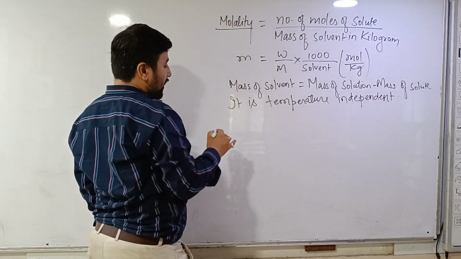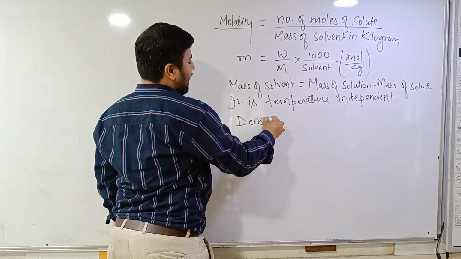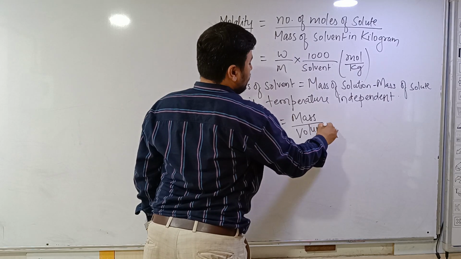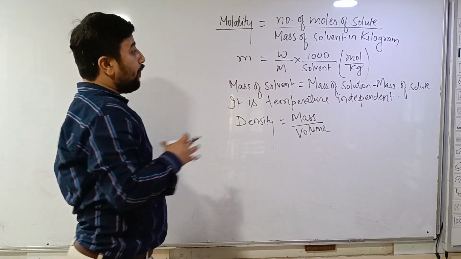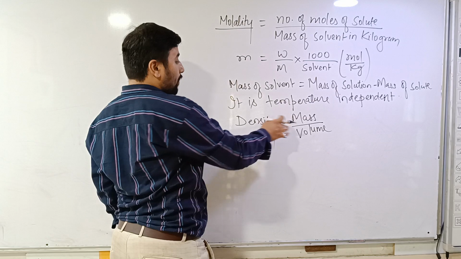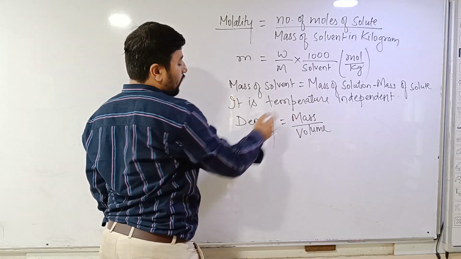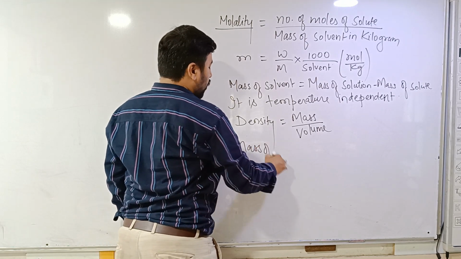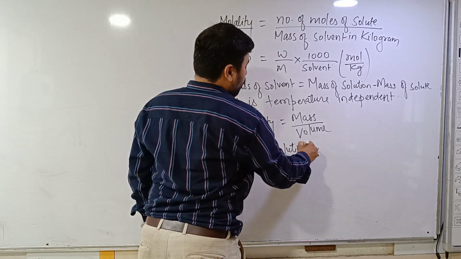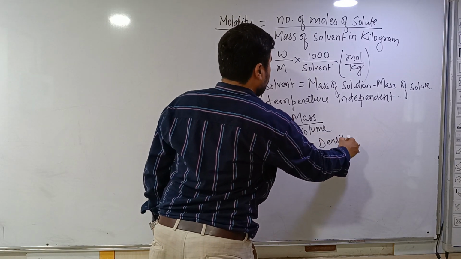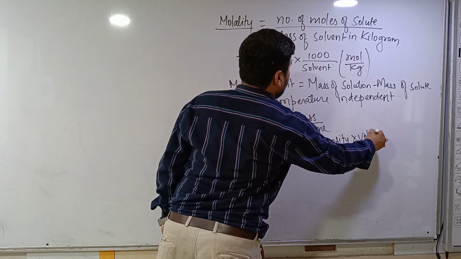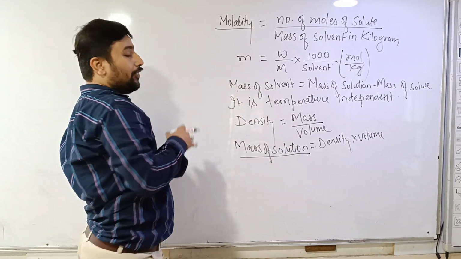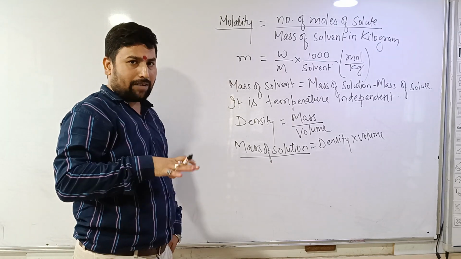Now here, if your density is given, density is equal to mass by volume. So if you want to calculate the mass of solution, mass of solution will be density into volume. According to that you will get your mass of solution, and the mass of solute is given as this much gram, that much gram, whatever.